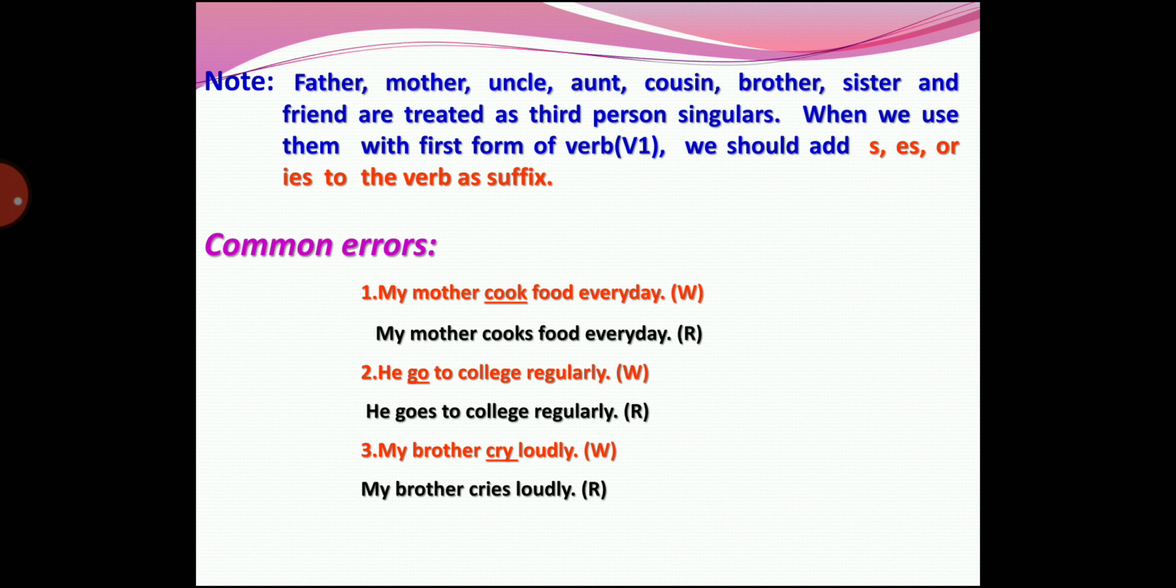Now see here, there are certain common errors based on the third person singular. Now my mother cooks food every day. As I said, all our family members are treated as third person singulars. So based on that, for V1 we are supposed to add s. My mother cooks food every day. So it is a habitual action, as well as V1 form, habitual action, and the third person singular, and it indicates simple present tense also.